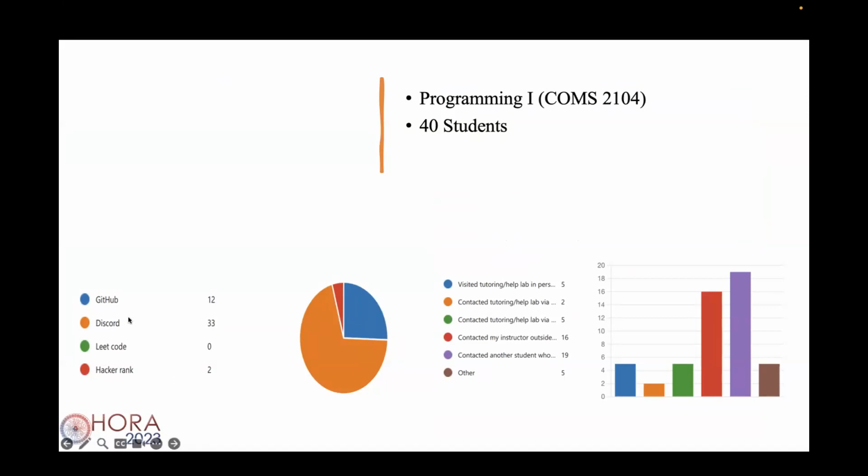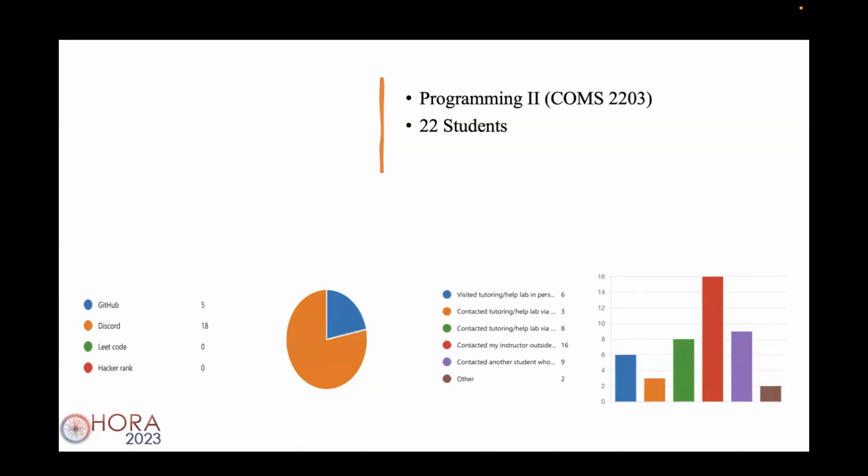And this is the survey result showing how they are using the different platforms we introduced for the betterment of the students. So this is the survey result from Programming 1. They are using GitHub, Discord, LeetCode, and HackerRank, different platforms like this. And they are also taking help from our tutoring lab. They are also contacting our faculty members outside the classroom.